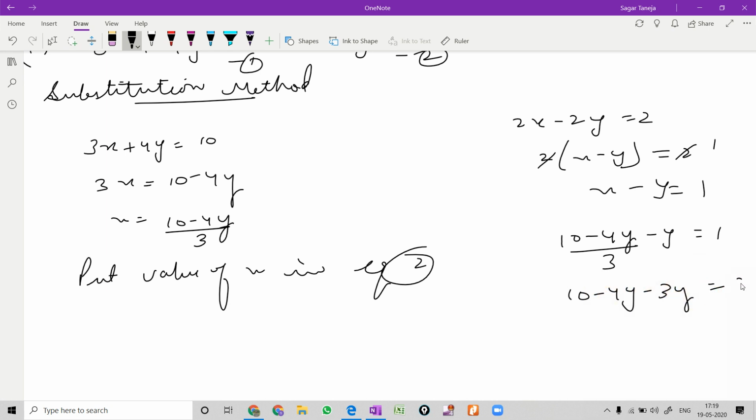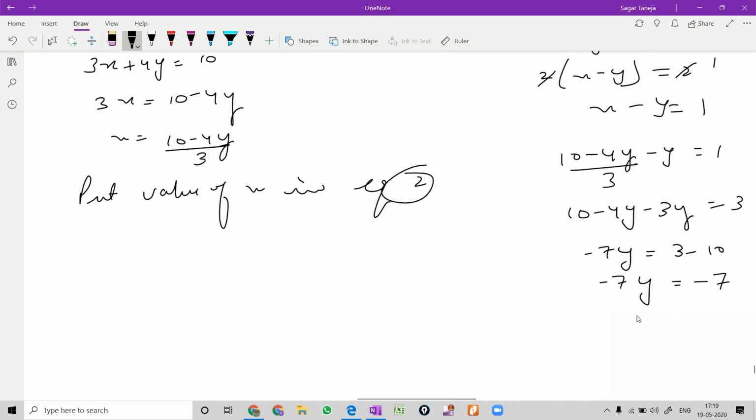This 3 will go this side, 3 multiplied by 1, 3. So this is minus 7y, and this is 3. This 10 will go this side, minus 10. So minus 7y is equal to minus 7. So y is equal to minus 7 by minus 7, that is equal to positive 1.